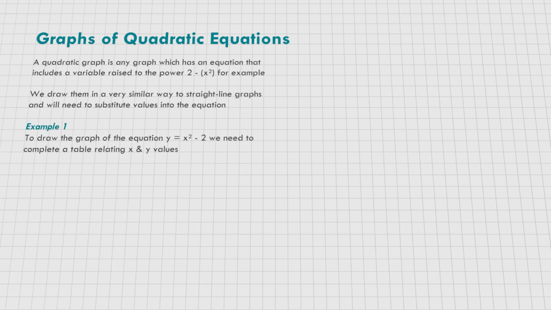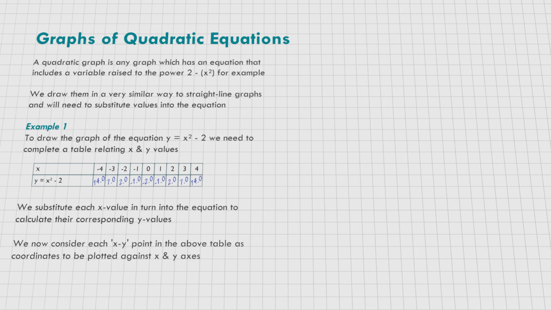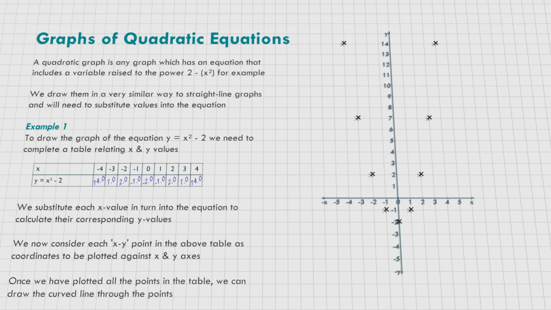To draw the graph of the equation y equals x squared minus 2, we need to complete a table relating x and y values. We substitute each x value in turn into the equation to calculate their corresponding y values. We now consider each xy point in the above table as coordinates to be plotted against x and y axes. Once we have plotted all the points in the table, we can now draw the curved line through the points.